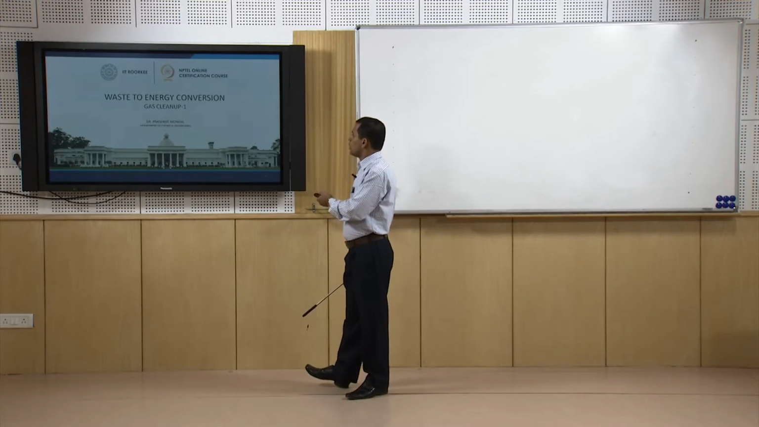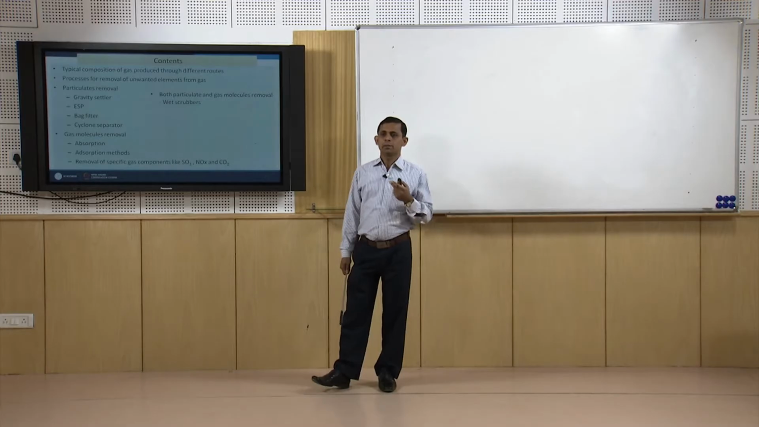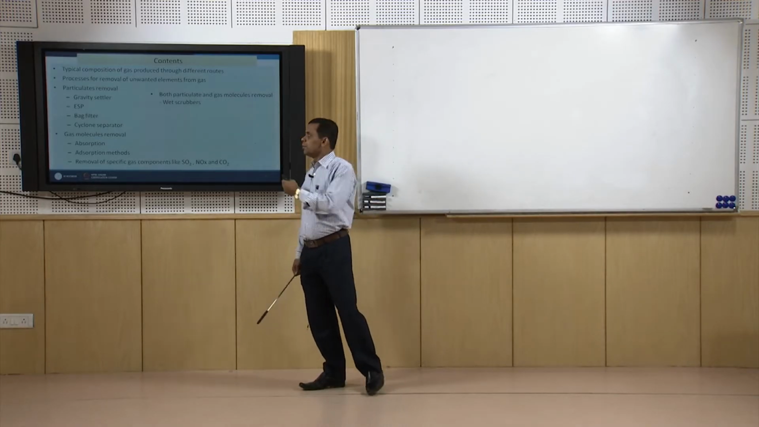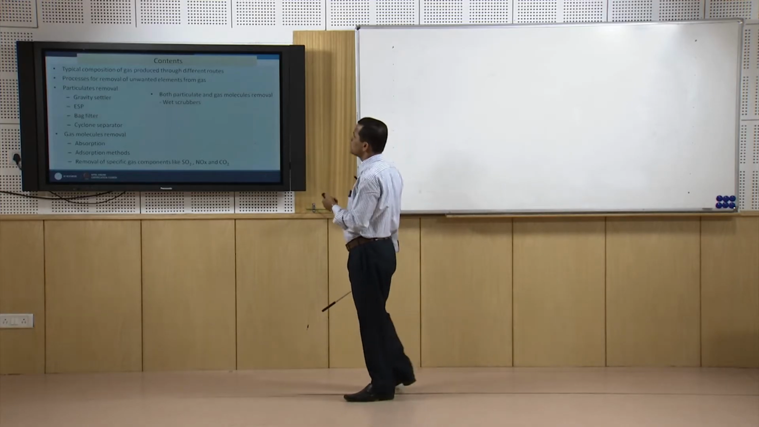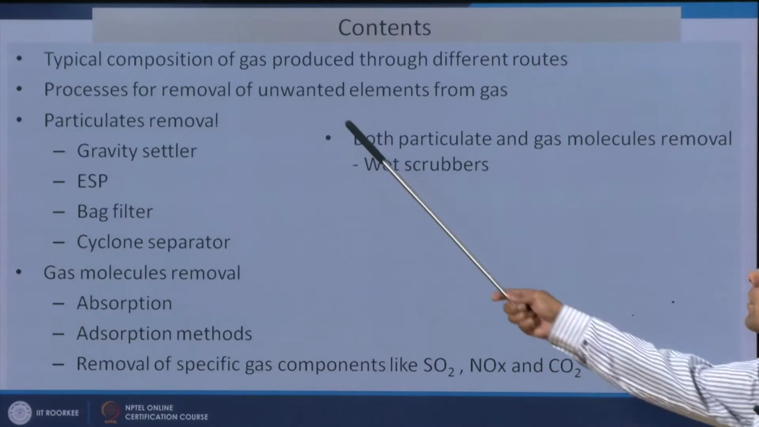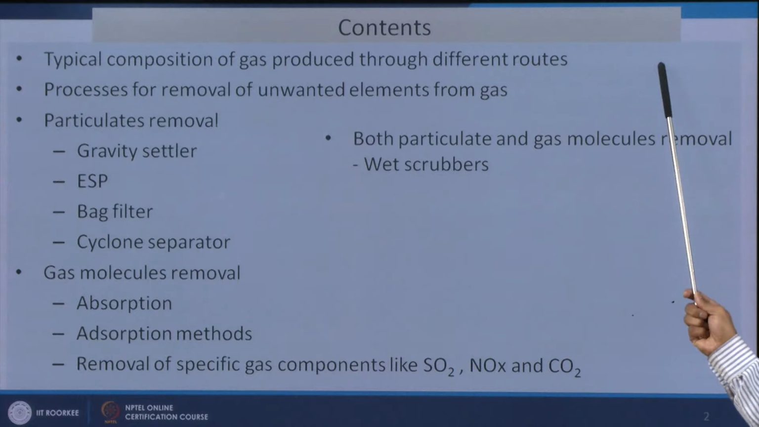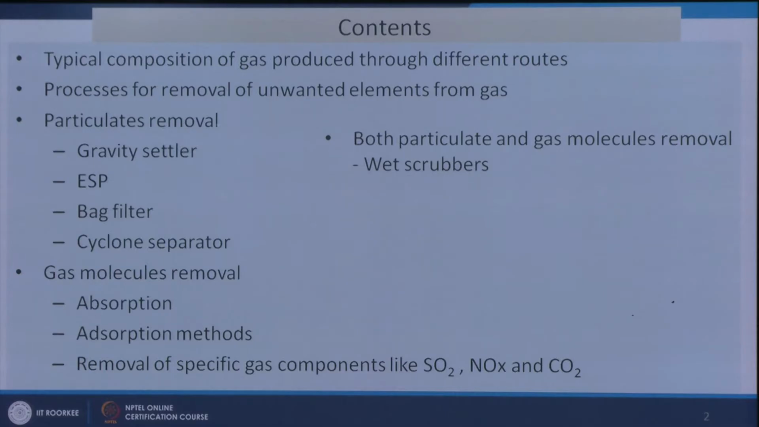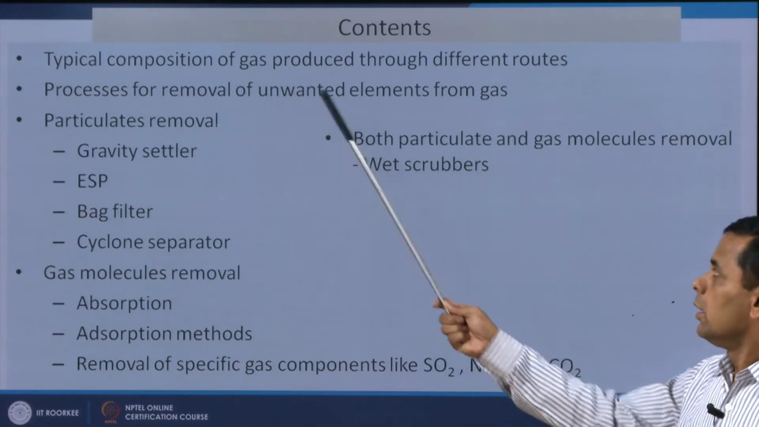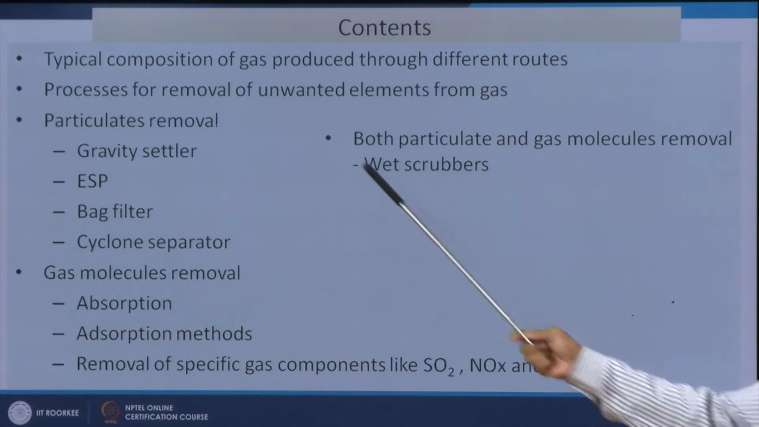So, in this module we will cover all those aspects: how to remove different components of a gas before it exits to the environment. We will discuss the typical composition of gas produced through different routes of waste to energy conversion, and processes for removal of unwanted elements from the gas, both particulates removal and gas molecules removal. Now, we will start with the particulates removal first.